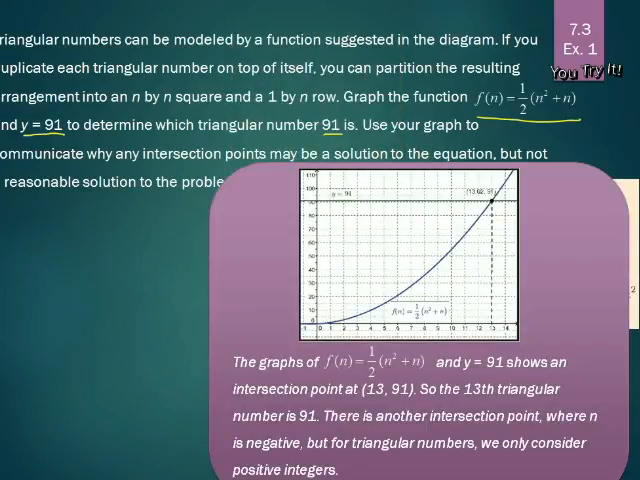The graphs of f of n equals 1/2 times n squared plus n and y equals 91 show an intersection point at 13, 91. So the 13th triangular number is 91. There's another intersection point where n is negative, but for triangular numbers, we only consider positive integers.